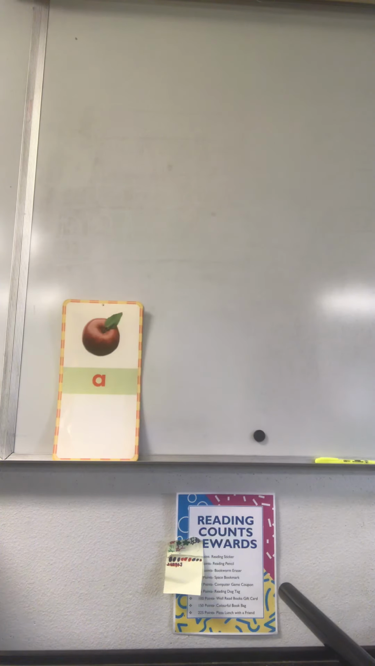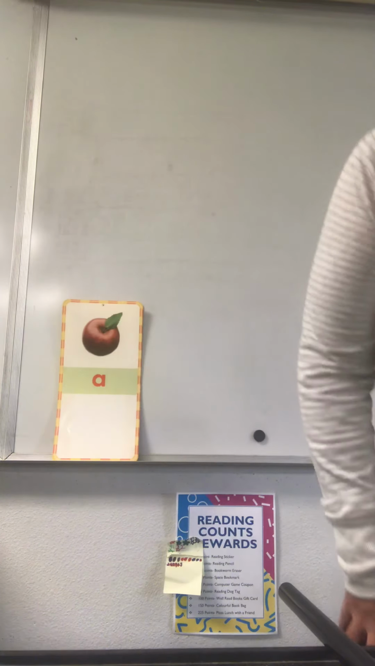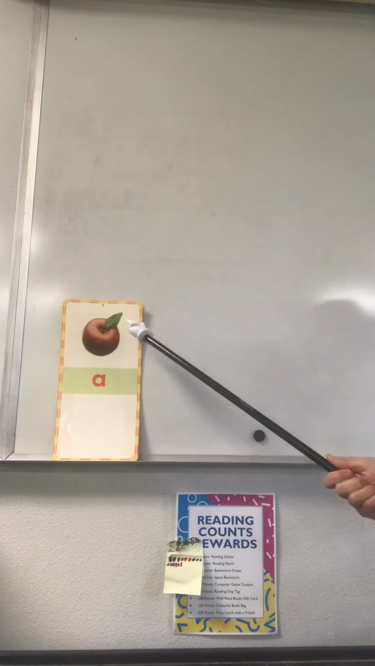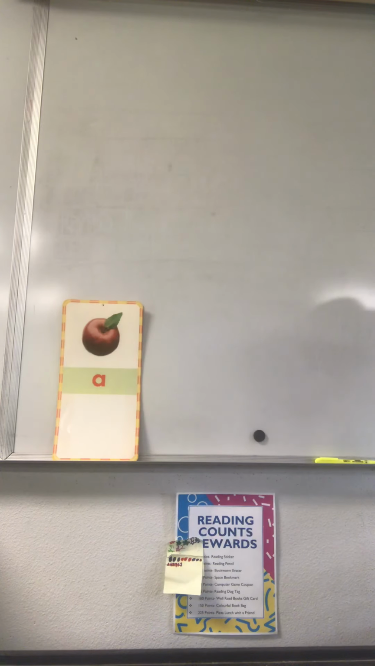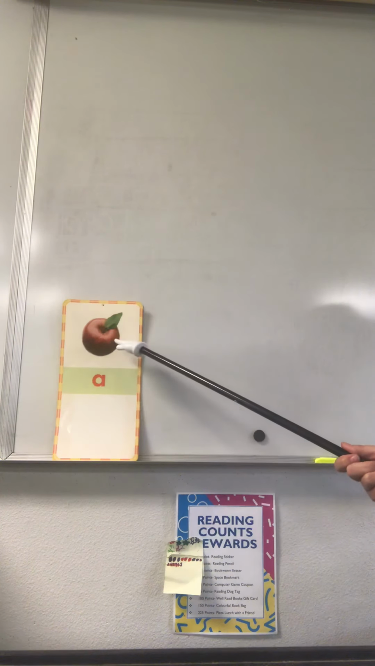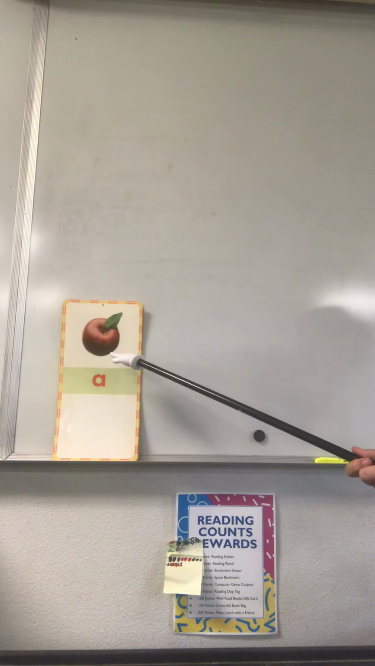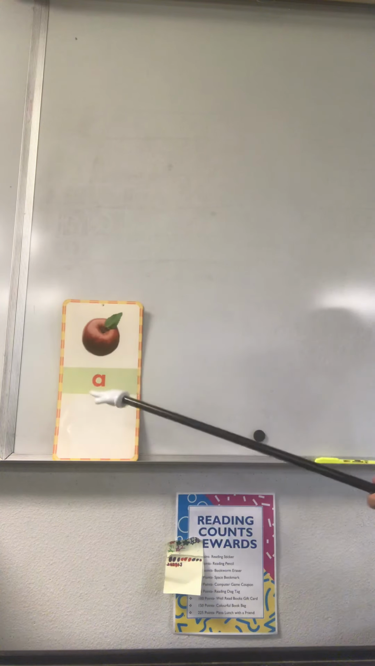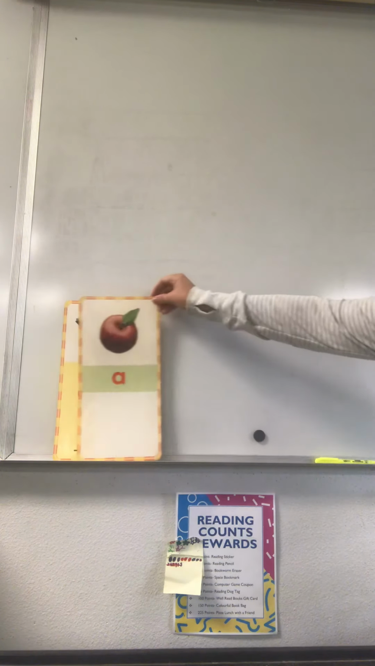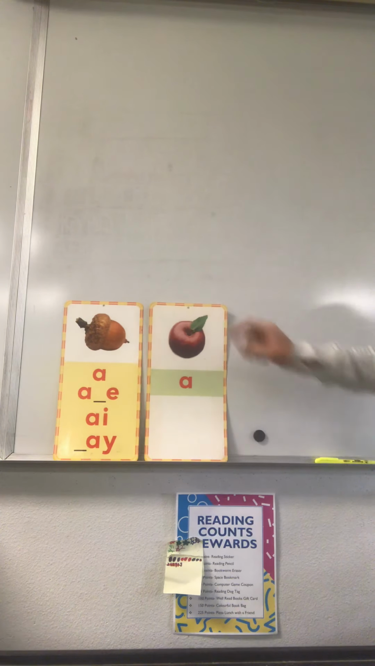Okay, today we are going to review a sound that we already know. So this is the apple card. The apple card says ah, and it is spelled with the letter A. What card is this? Apple card. Good job. And what sound does the apple card make? Ah. And what is it spelled with? A. Good job. And the new card that we're going to learn is the acorn card.